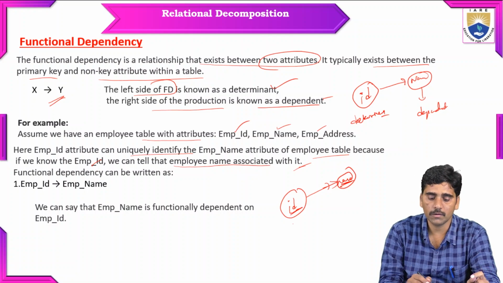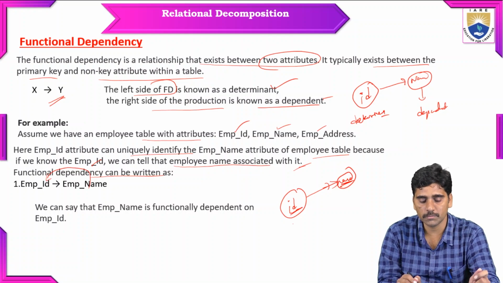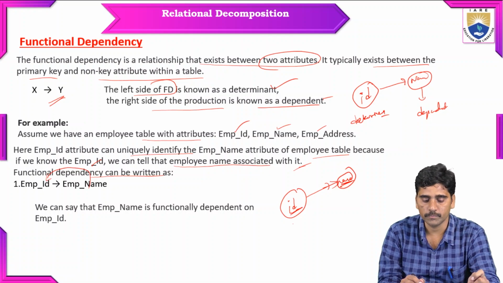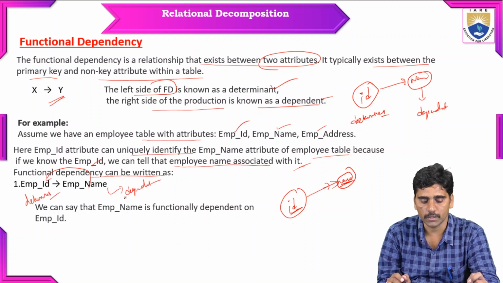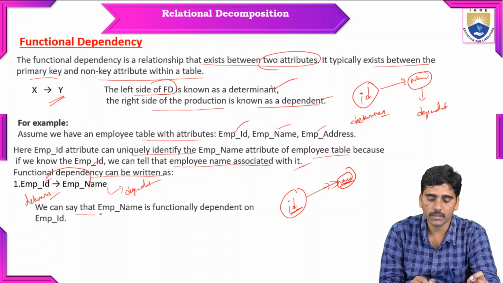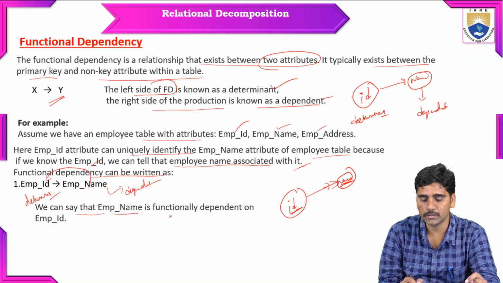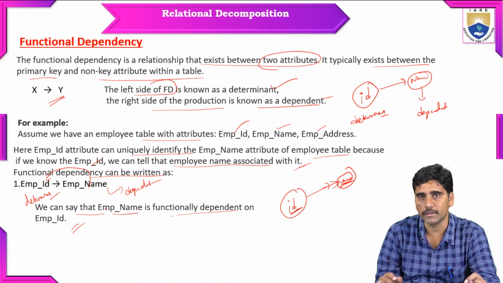So the functional dependency can be written as what? Employee ID tends to employee name. So employee name is depending on employee ID. So here employee name is what? Dependent. Employee name is dependent. And the employee ID is what? Determinant. So we can say that employee name is functionally dependent on employee ID.